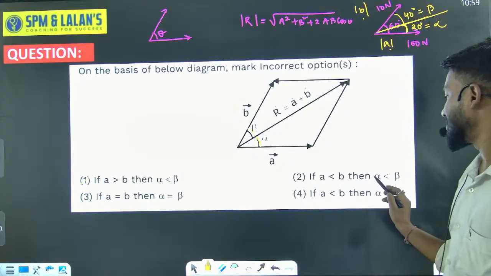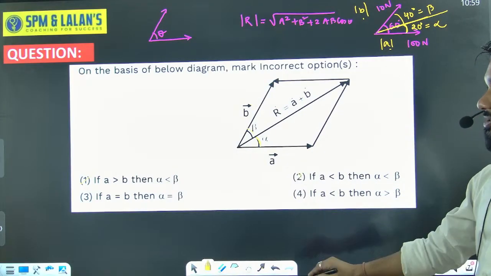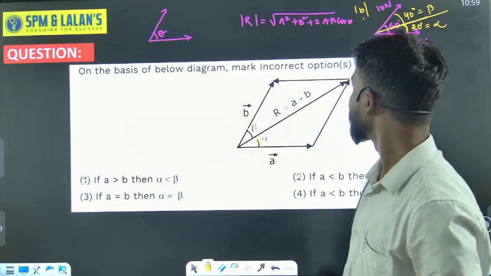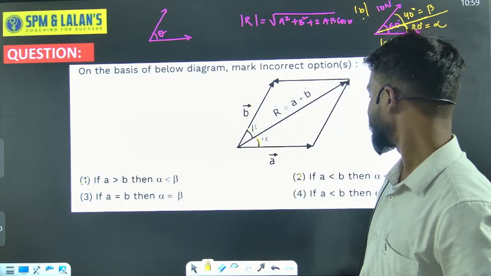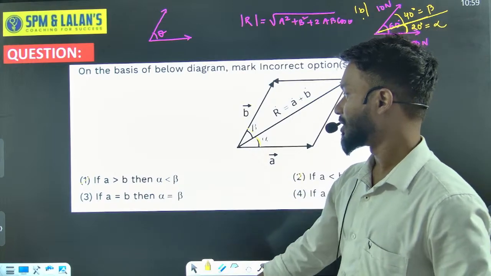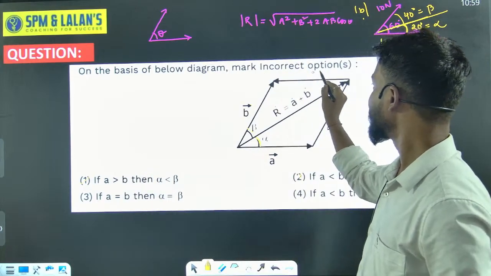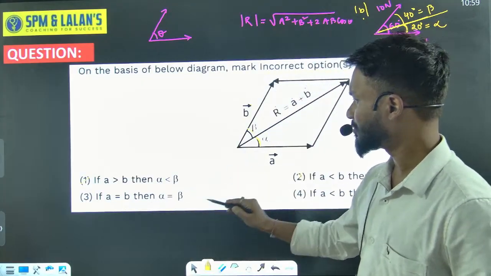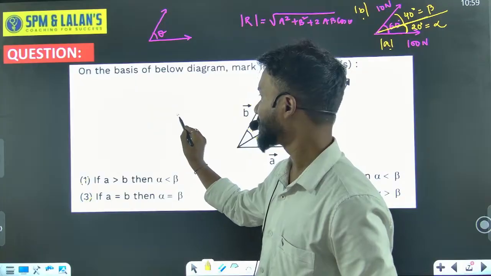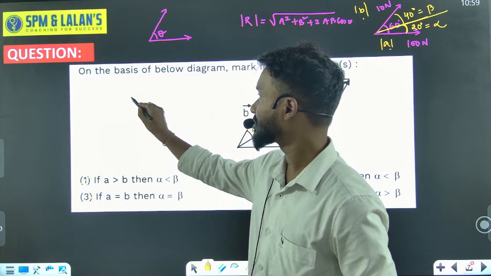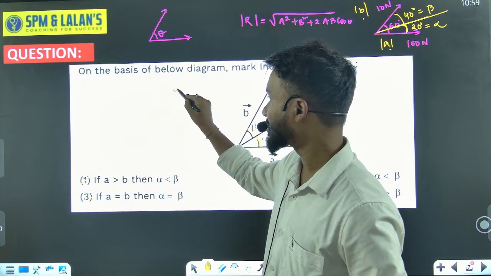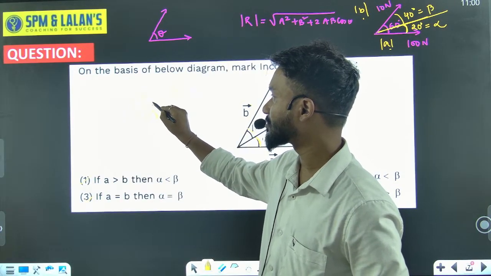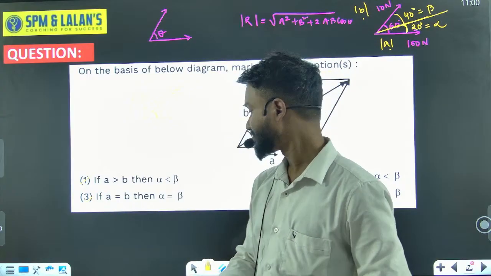A is lesser than B when alpha, no, this cannot be the answer. A equal to B, magnitude of A equal to magnitude of B. Oh, they're asking the incorrect option. Okay, so this is true. Be careful, they're asking the incorrect option. If magnitude of A equal to magnitude of B, then alpha equal to beta, yes. If both are equal magnitude, this is also F. Then the resultant bisects the angle between them. Suppose 90 degree, then this will become 45 degree. This also will become 45 degree. This is also correct.